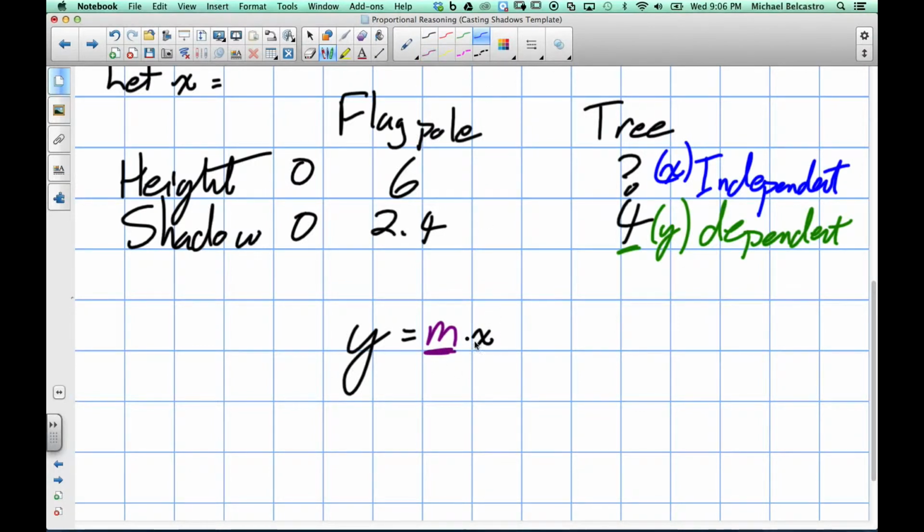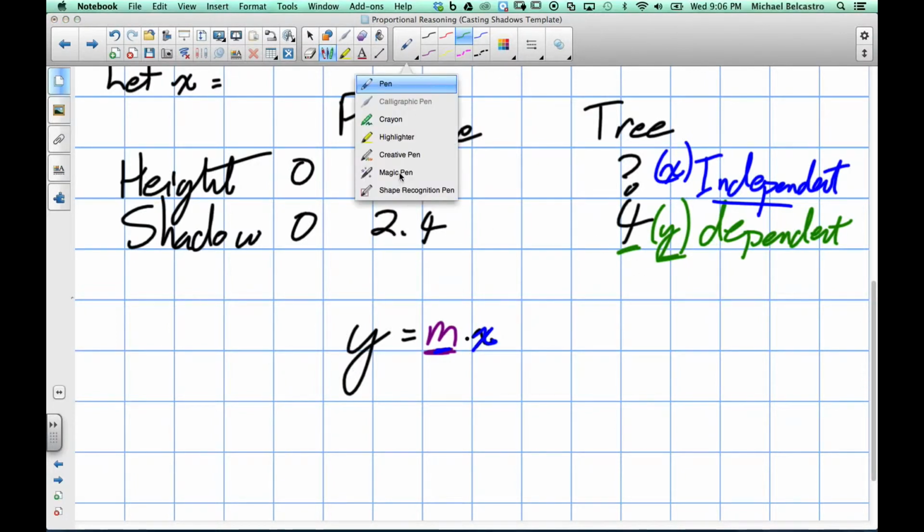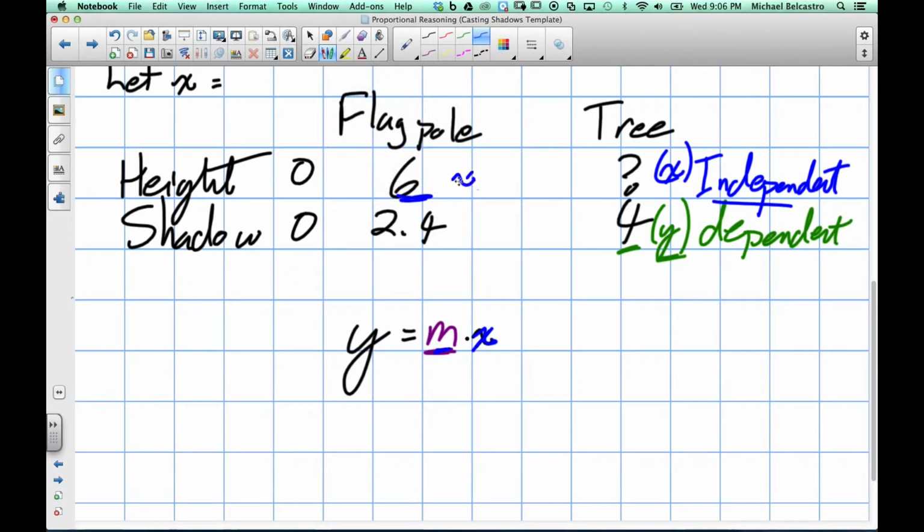Now we said x was our independent. And our independent is being multiplied by our m to get to our y, which is our dependent, which was the shadow length. Well, the flagpole's got all that info for us. If this is our x, remember, height being our x's and shadow being our y, what's our rate? What is x being multiplied by?